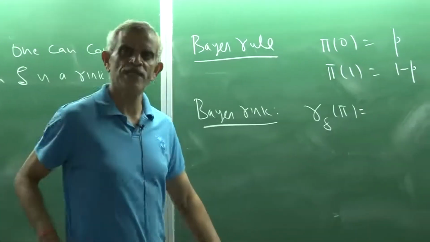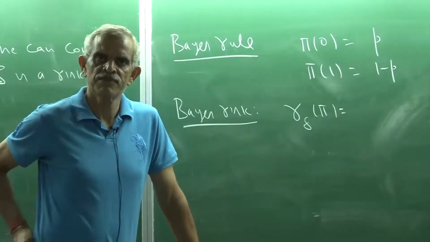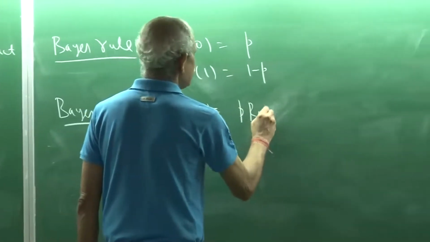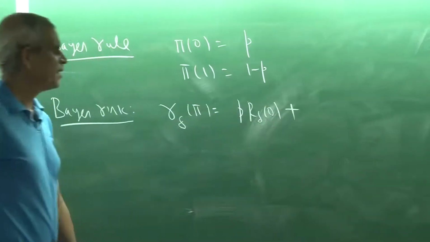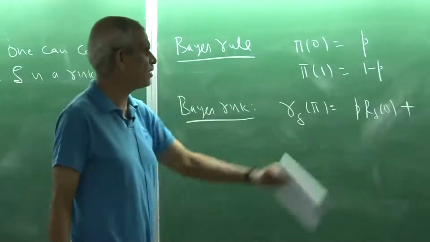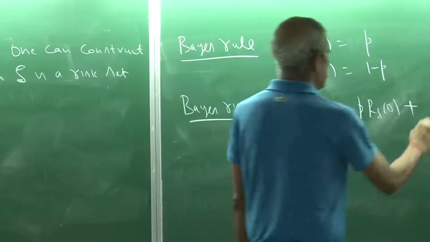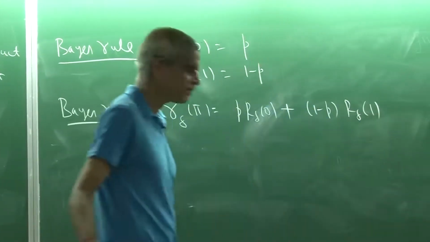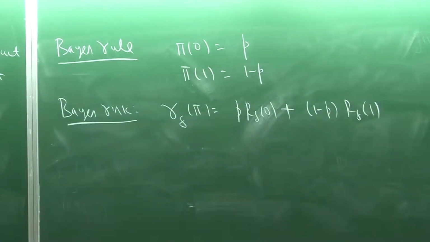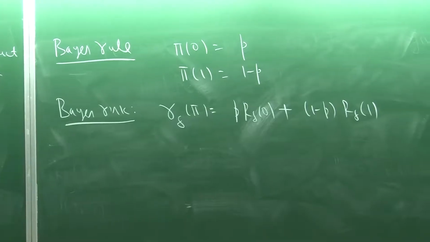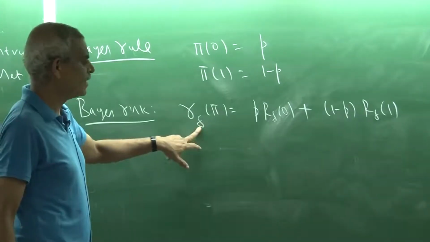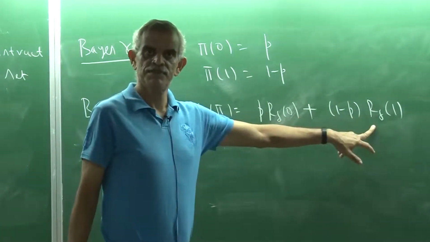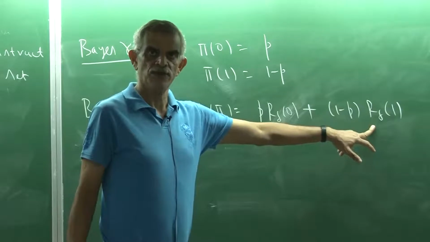The classical risk has only 2 points, R delta 0 and R delta 1. So it would be nothing but p times R delta 0 plus, because theta is equal to 0 with probability p, 1 minus p times R delta 1. So now suppose I have to find a Bayes rule. I have to find a decision rule delta such that this quantity is minimum. That is a Bayes rule.